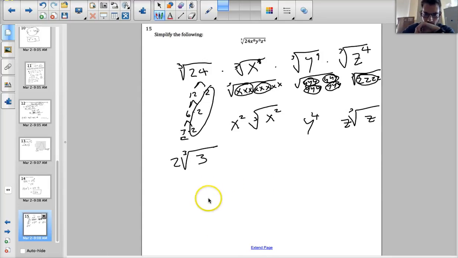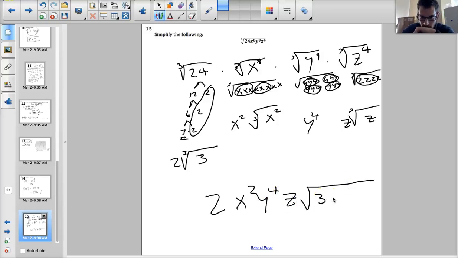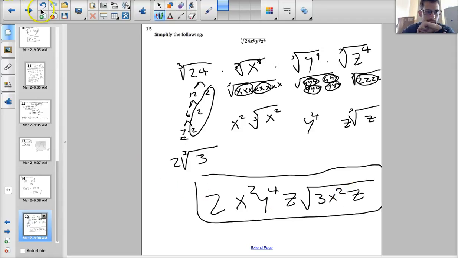So when I rewrite this whole thing, there's a 2 on the outside, there's an x squared, there's a y to the 4th, and there is a z. On the inside, there is going to be a 3, an x squared, and a z. And that looks like my final answer, and that is my answer key.